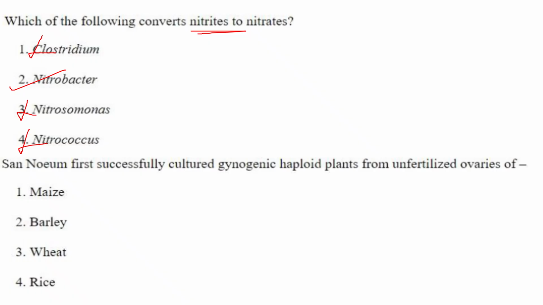Then San Noem first successfully cultured gynogenic haploid plants from unfertilized ovaries of barley. He used barley for gynogenic haploid plant production. Gynogenesis is an alternative to androgenesis, pollen culture for the production of haploid plants.